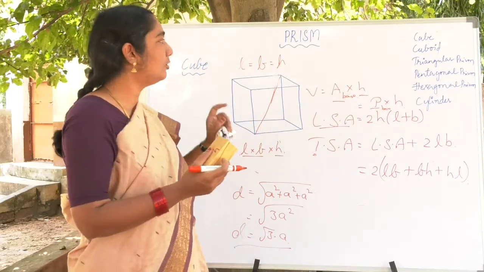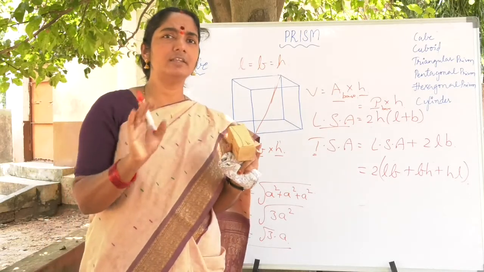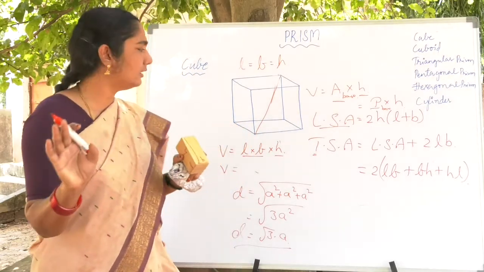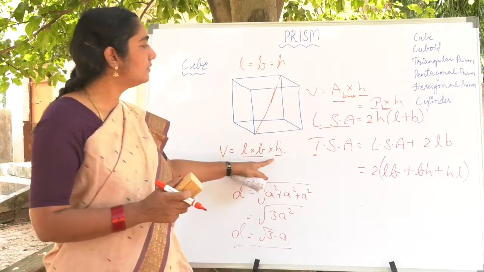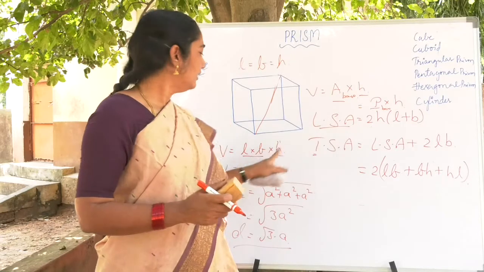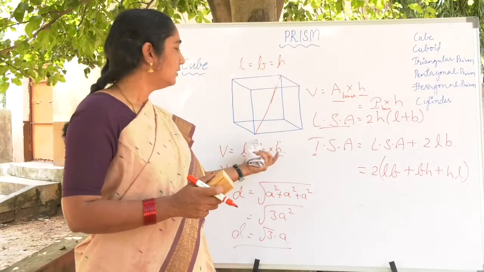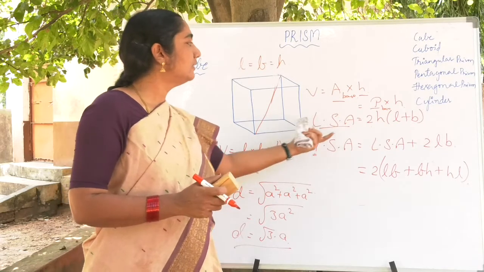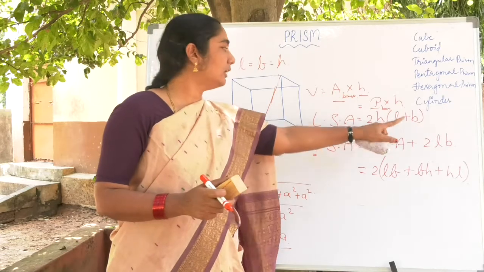In the case of a cuboid, the difference between a cube and a cuboid is only one thing: length, breadth and height are different in the case of a cuboid. Now you understood the volume of the cuboid is LBH. Volume of the cuboid is nothing but area of the base into height, so that is equal to LBH. Lateral surface area is the perimeter of the base into height, that is 2H into (L plus B).